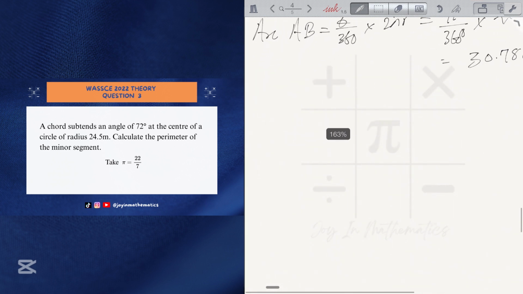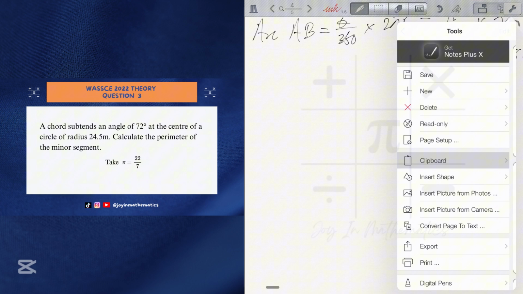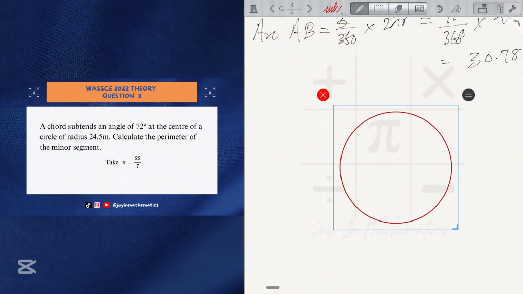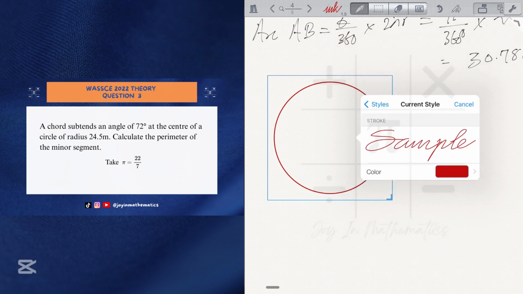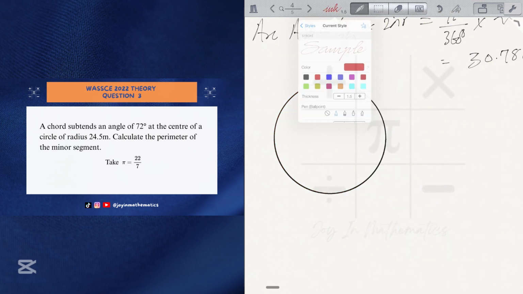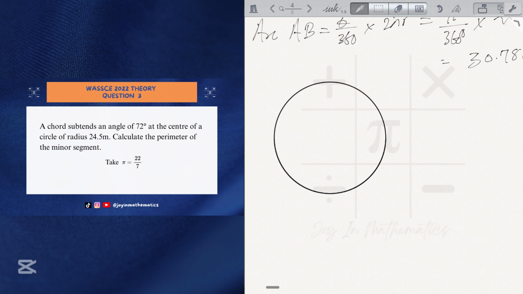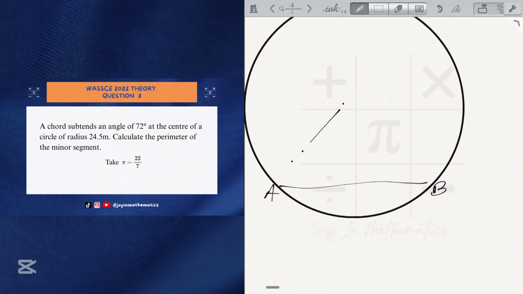So let's draw the diagram again. Circle. Okay, let's change it to black. Now the question says a chord, let's call the chord AB, subtends an angle to the center, with 24.5 radius. Now the angle is 72 degrees and we want to find the length AB. So let's draw this as red.